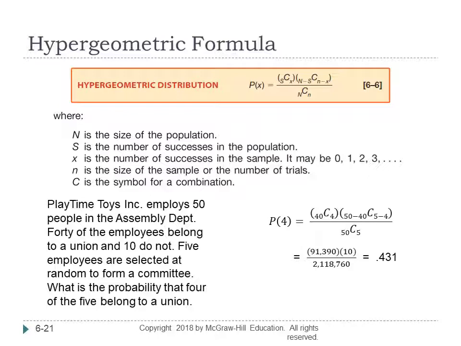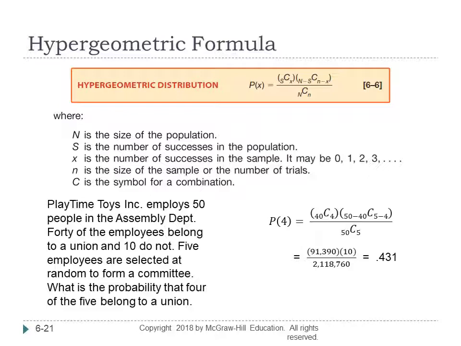This is multiplied by N minus S. And remember now, capital N is the size of the population, subtract S, which is the number of successes in the population, choose small n minus x. Small n is the size of the sample, and x is the value that you are calculating the probability for. This is divided by capital N choose small n: the size of the population, choose the size of the sample.